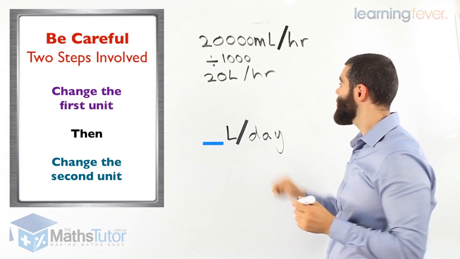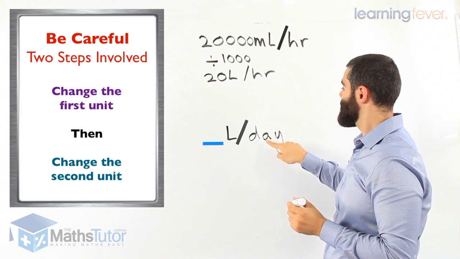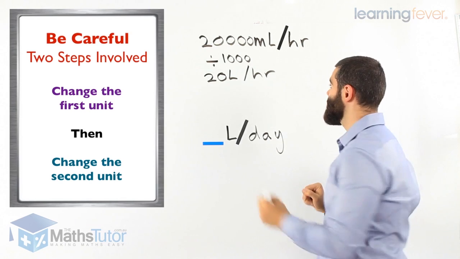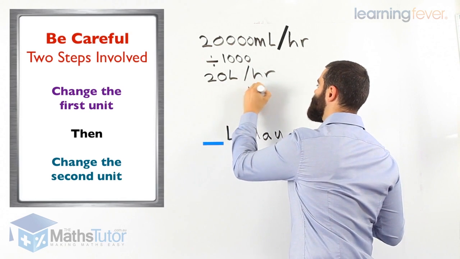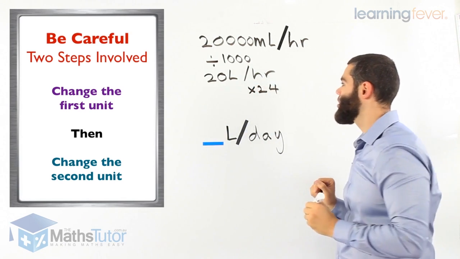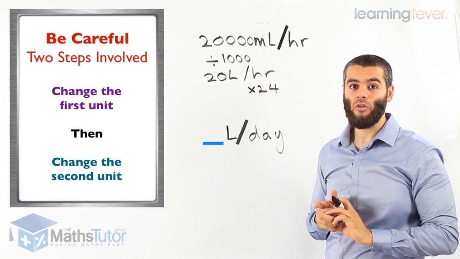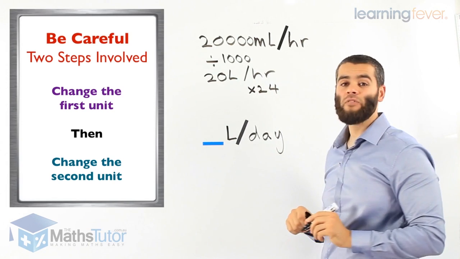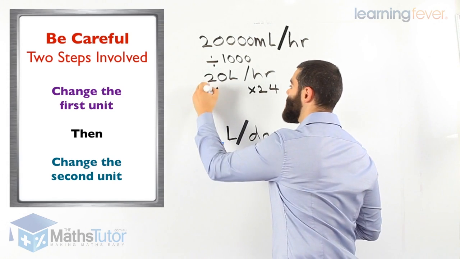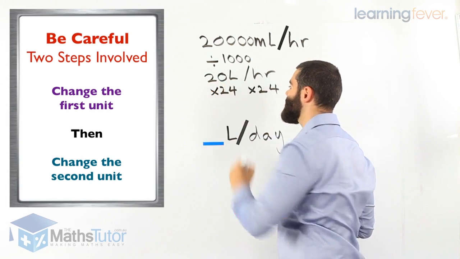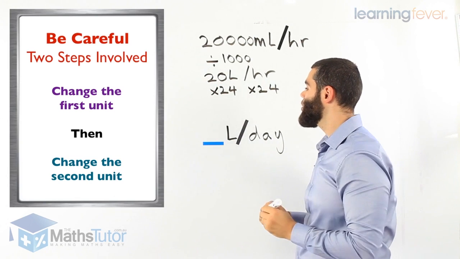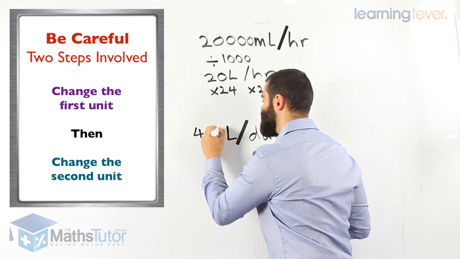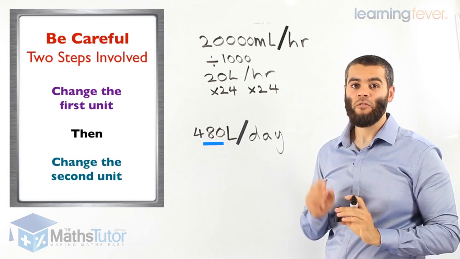Now we're going from hours to days. Hours to days. Well, we know we're going to multiply by 24. Multiply by 24. Times 24, you're going to get a day. There are 24 hours in a day. We multiply here by 24 as well. 24 times 20, 480 liters a day. Very important.